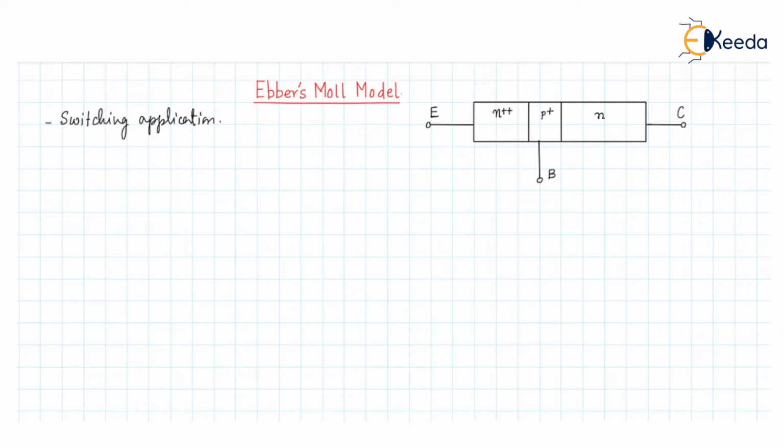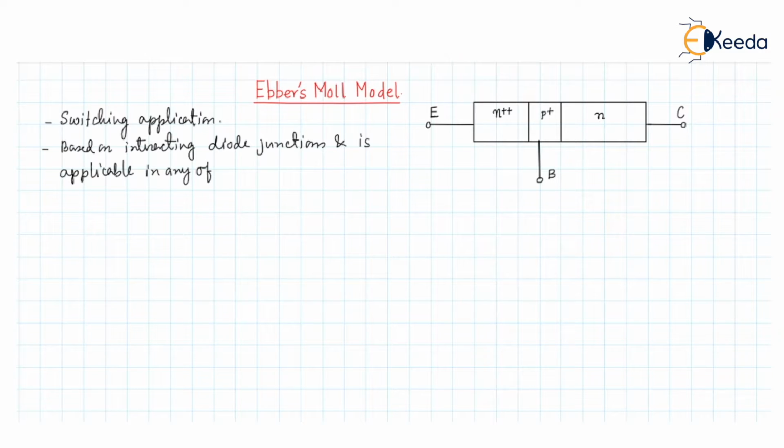This model is based on interacting diode junctions and is applicable in any of the transistor operating modes. That means we can say that the Ebers-Moll model is based on interacting diode junctions and is applicable in any of the transistor operating modes.